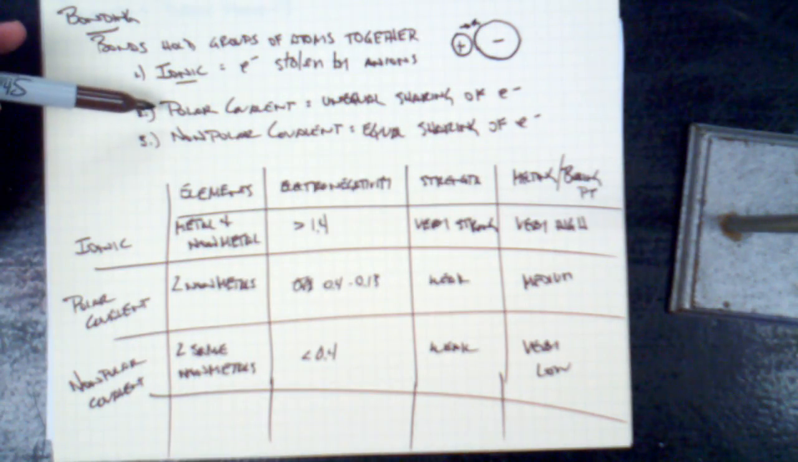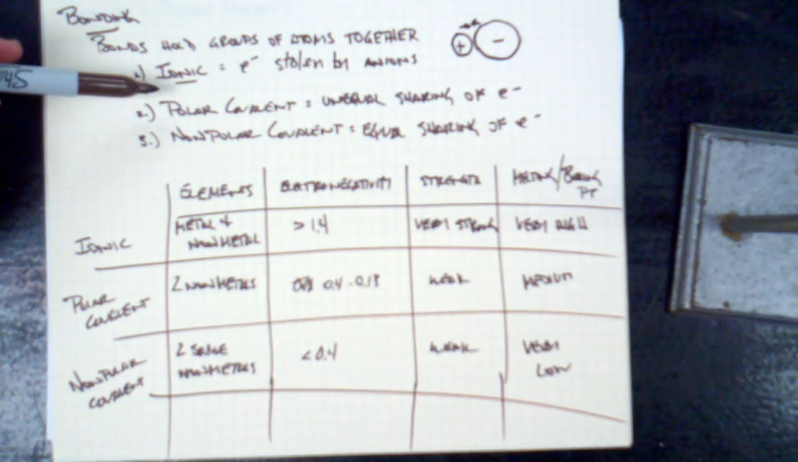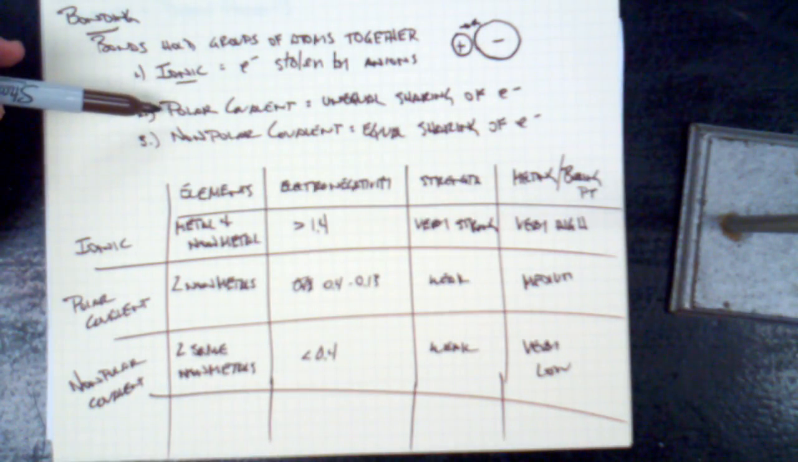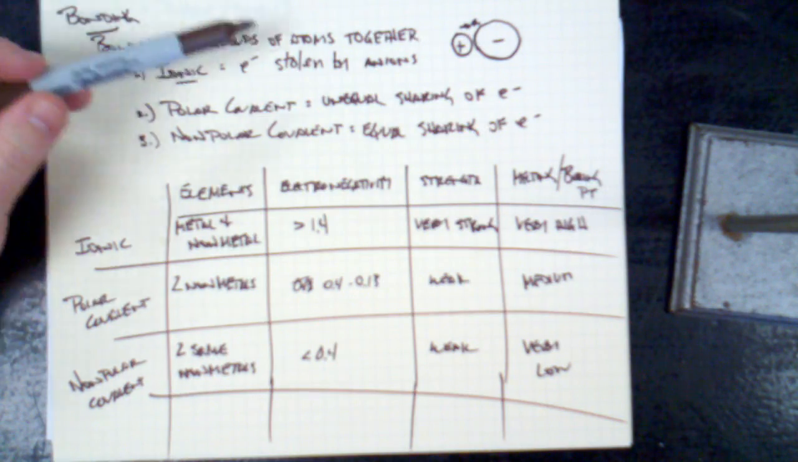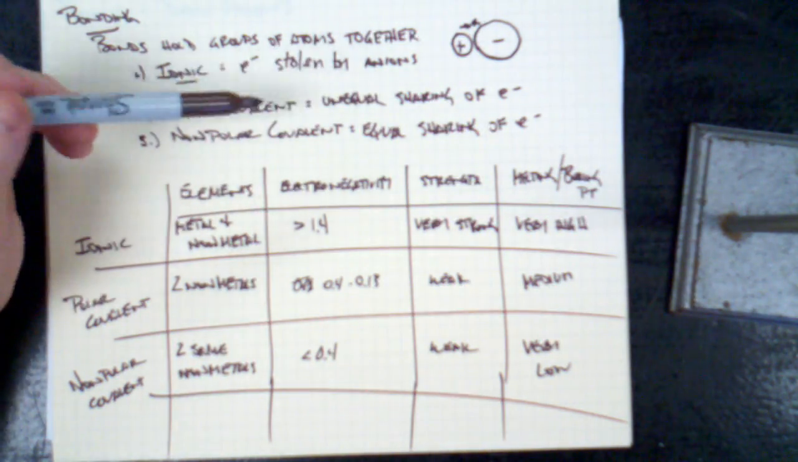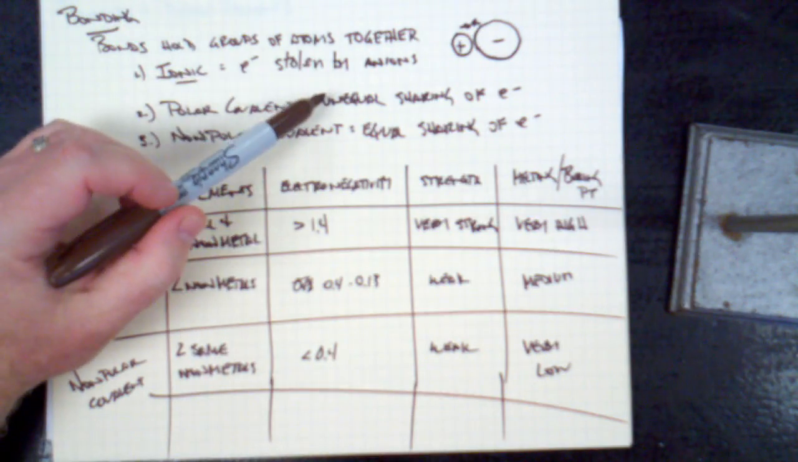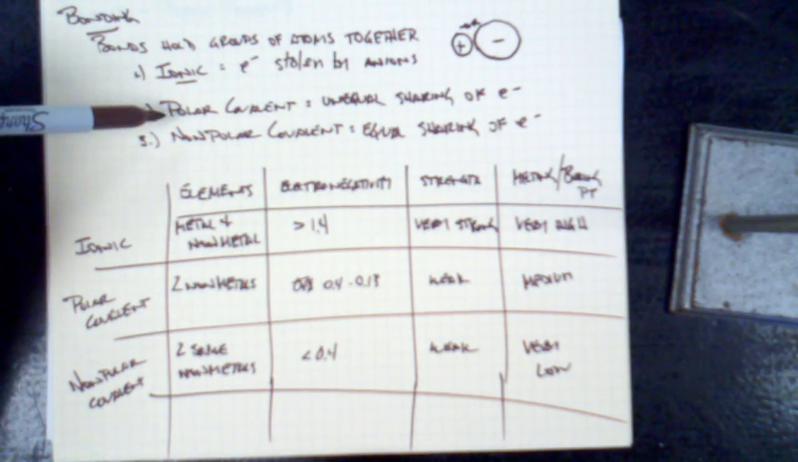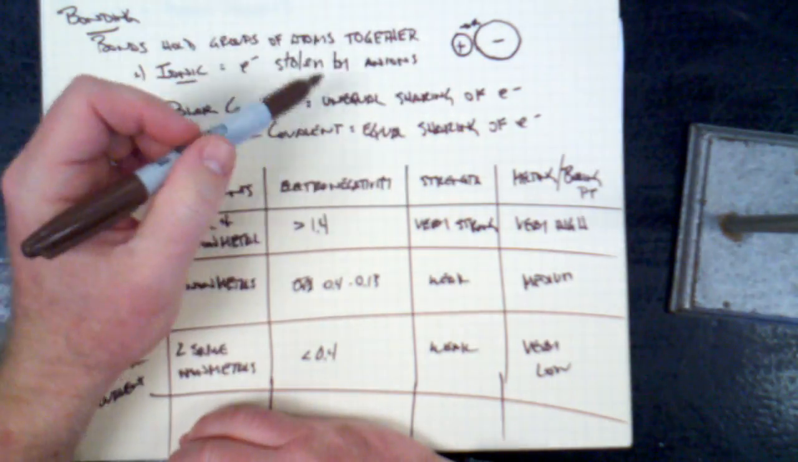Now, some anions aren't quite so strong, and they can't completely pull the electron away from another element. But they have to share the electron then. A polar covalent bond has sharing, but it's an unequal sharing.